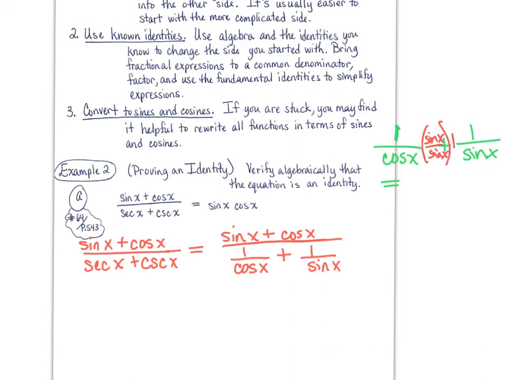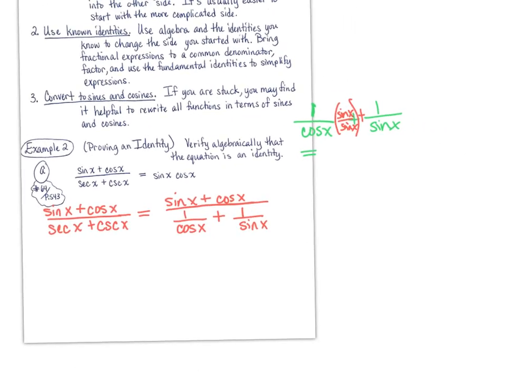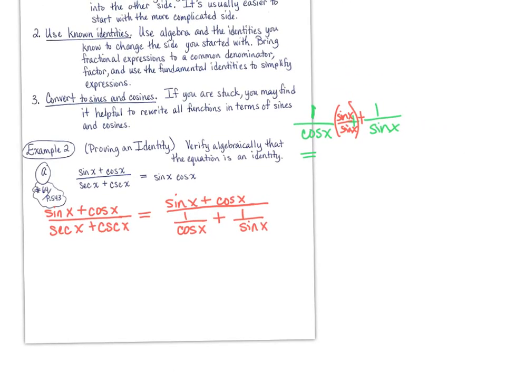Good. And then multiply 1 over sine x by cosine of x over cosine of x. Good. And then simplifying, what do we get? Sine of x plus cosine of x over cosine of x sine of x. Good. That's exactly what we get. So now we're going to take that and put that in our denominator.